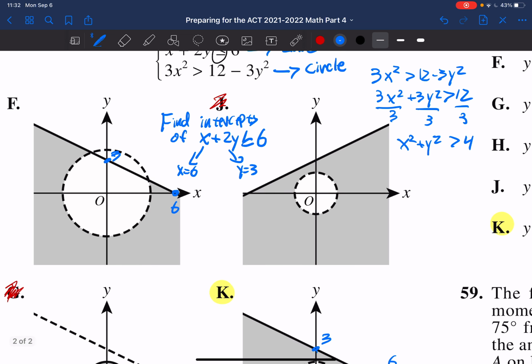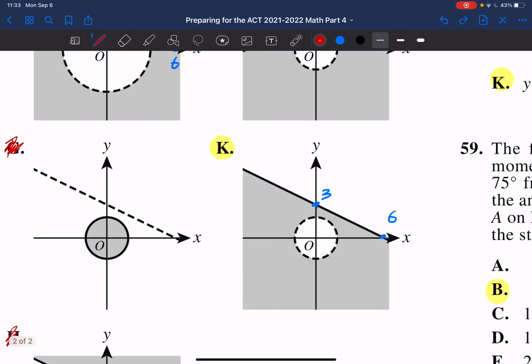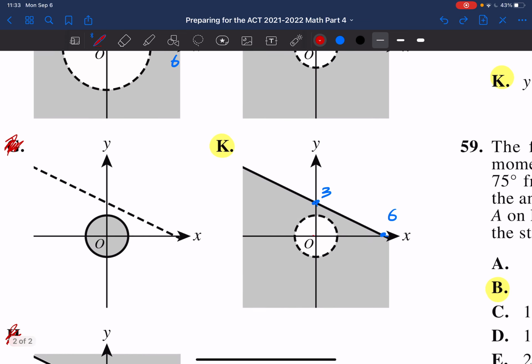Now, letter F, is the radius 2? Well, no, it doesn't make sense because if it starts here at the origin, it's gone past 3. That's too big. So that's why letter K is the answer, because the radius starts at the origin and it shouldn't go past 3.